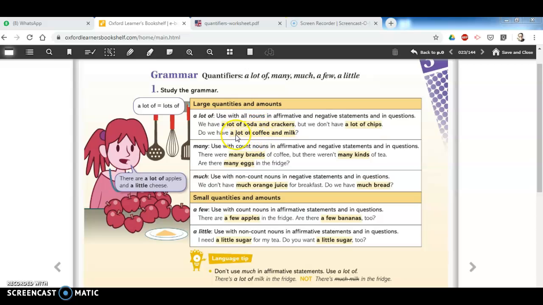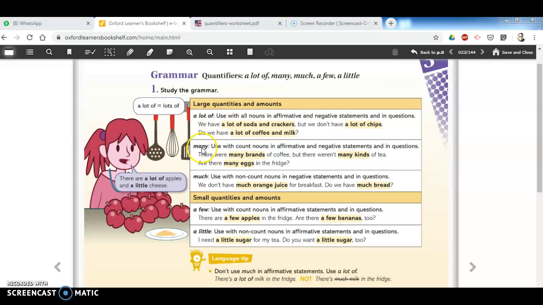We can use it all the time. For example, we can say a lot of coffee and milk. Coffee and milk, they're uncountable. We can use it with soda and crackers, even though this is not countable and this is countable. So we can use it all the time. That's the easy part.